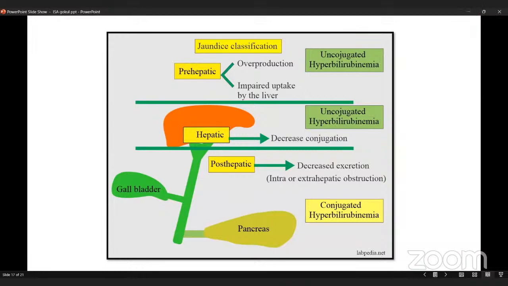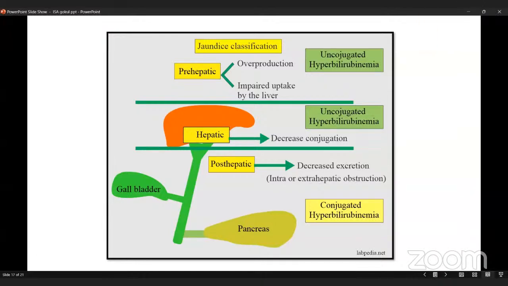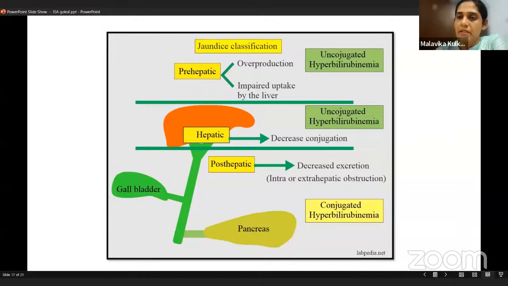So in cholestasis, due to the obstruction, the pathway is blocked, so it gets into the systemic circulation. That's how alkaline phosphatase is elevated.